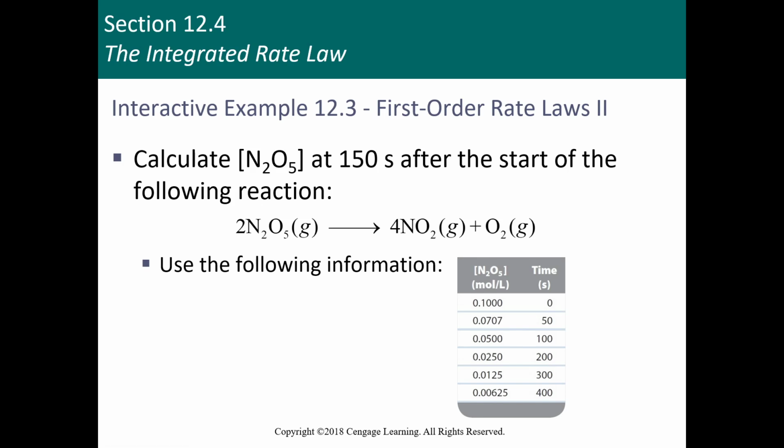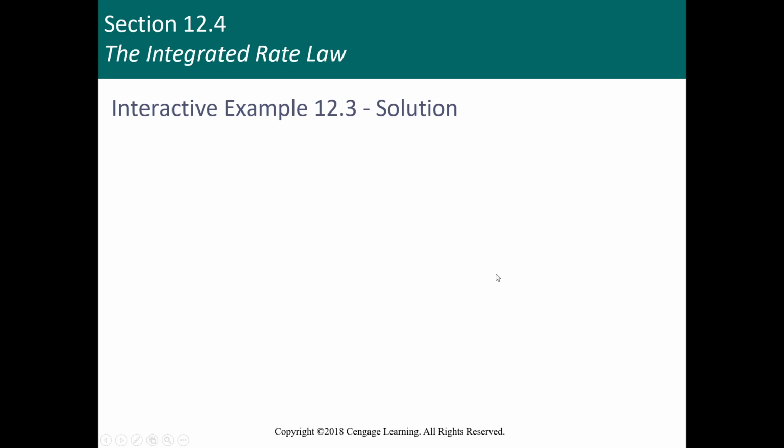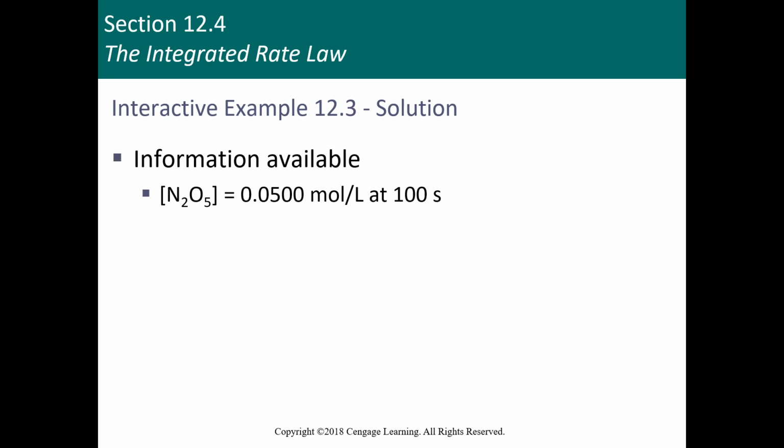So let's calculate the concentration of N2O5 at 150 seconds after the start of the following reaction. So we go ahead and use this information that we were given before in the table. Right there we see that the concentration is 0.05 at 100 seconds. The concentration at 200 seconds is 0.025.